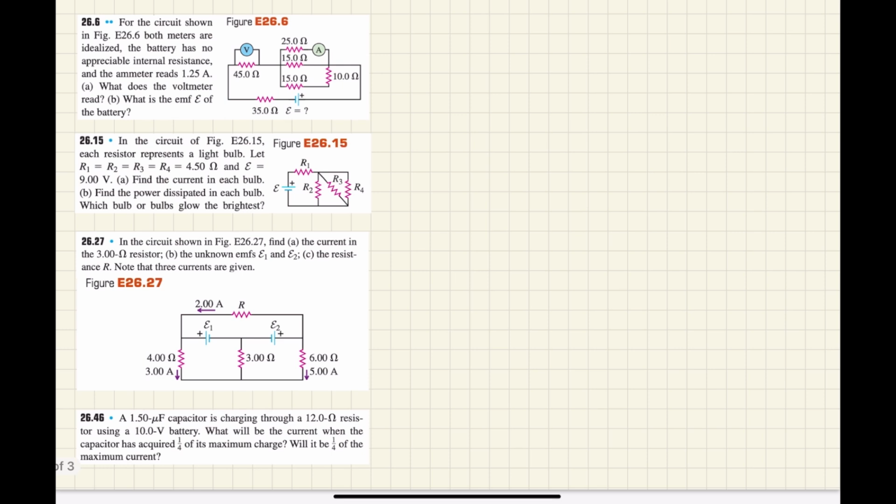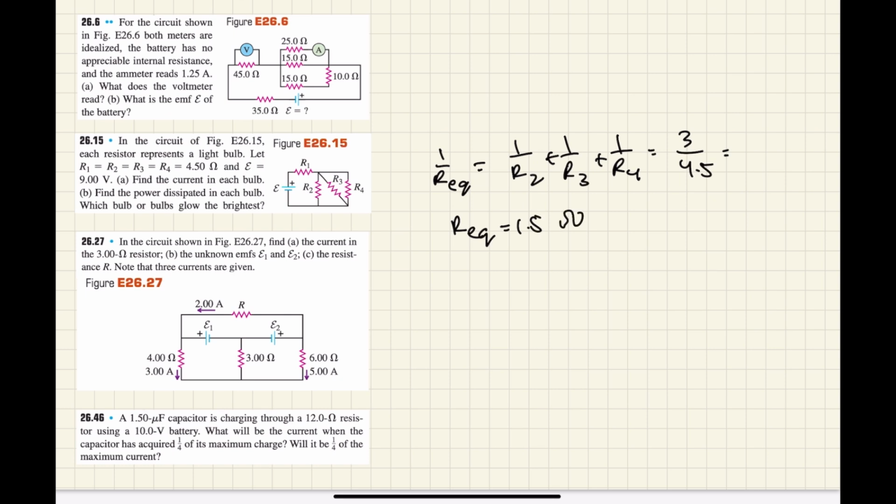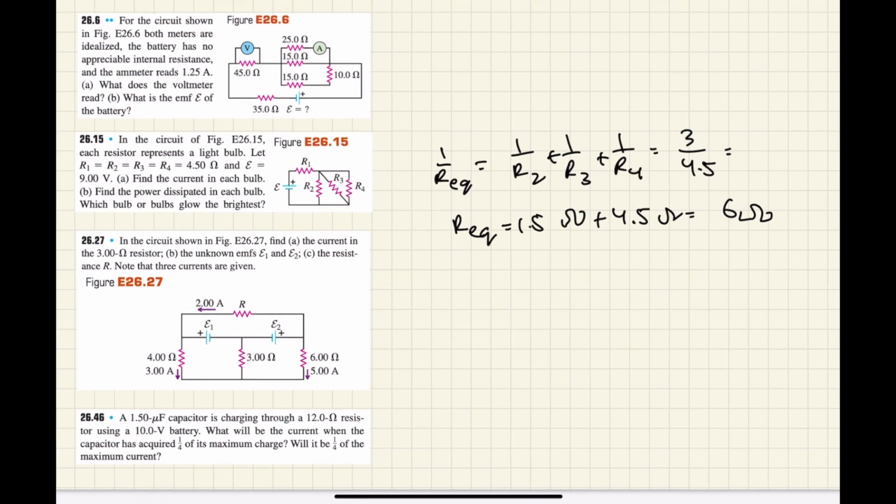It's just 3 resistors in parallel. And so for the equivalent resistance, 1 over the equivalent resistance is 1 over R2 plus 1 over R3 plus 1 over R4. So that's just equal to 3 over 4.5, because all of these are 4.5, and then you reciprocate that. So that means R equivalent is going to be 1.5 ohms. And you add that, because this is in series with R1, to the 4.5 up there. And so that's equal to 6 ohms as the total resistance.